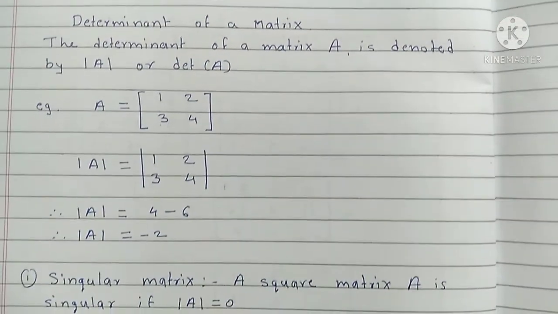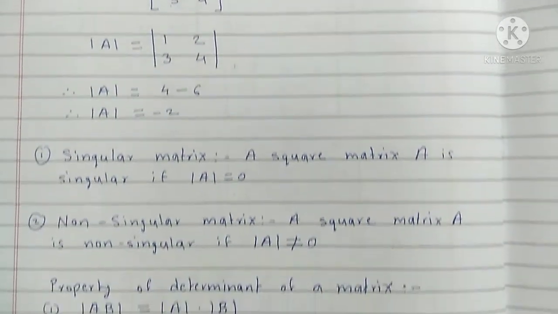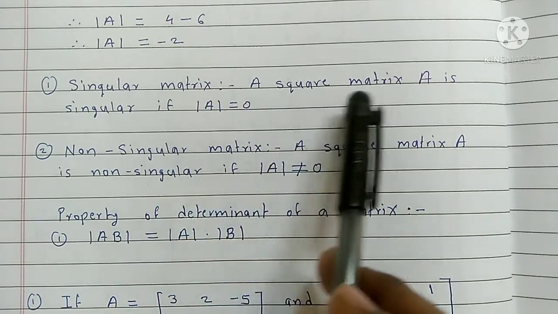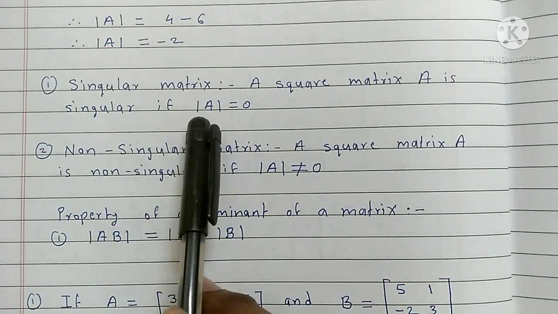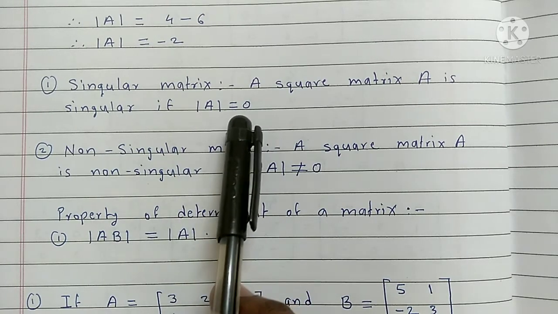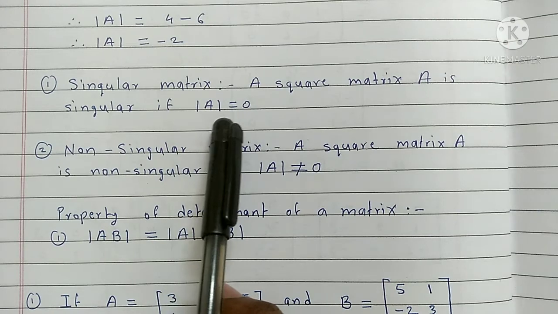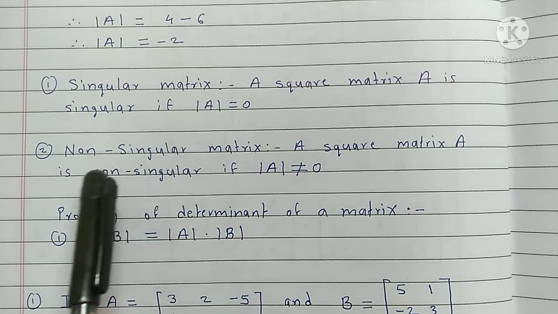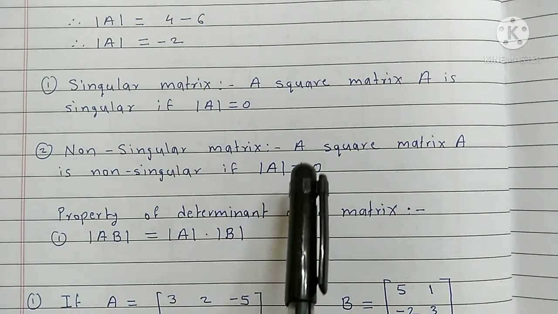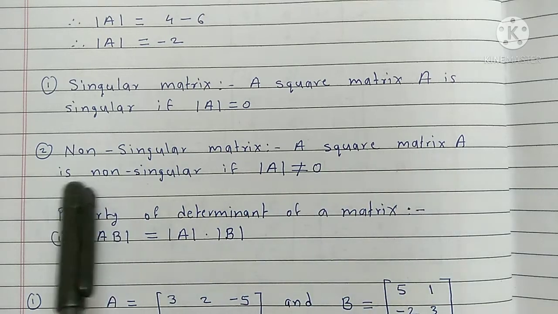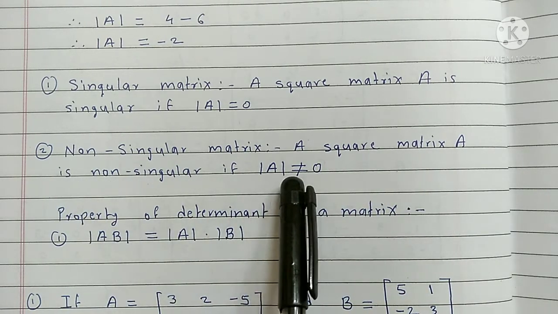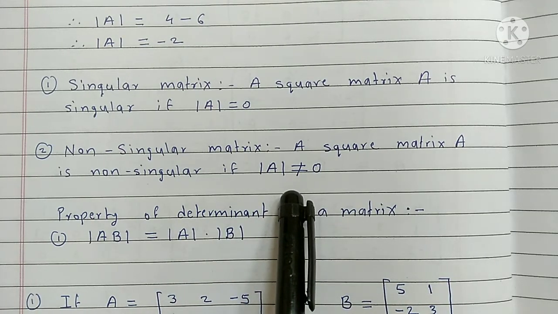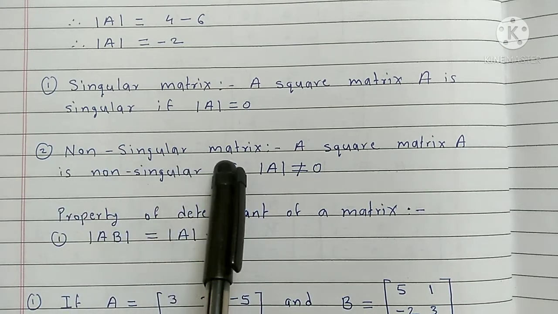Now we'll see what is singular matrix and non-singular matrix. First, singular matrix. A square matrix A is singular if determinant of A is equal to 0. So if determinant of A is equal to 0, then that matrix A is called singular matrix. Next is non-singular matrix. A square matrix A is non-singular if determinant of A is not equal to 0. That is, if determinant of A is not equal to 0, then that matrix is called non-singular matrix.